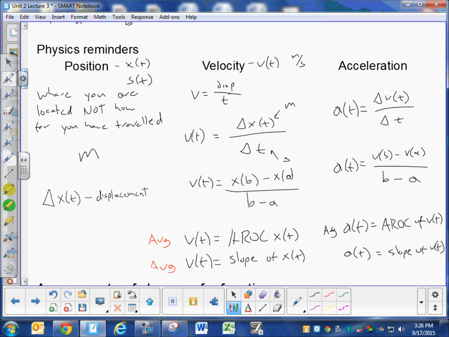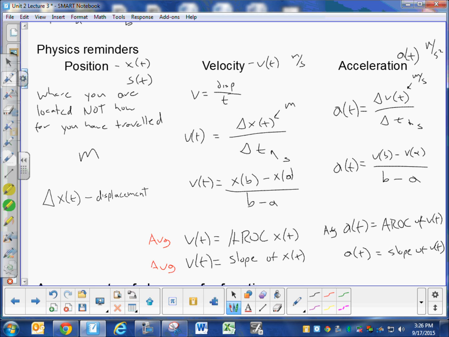Average acceleration, average rate of change. Since velocity is in meters per second and time is still in seconds, what do you get? Meters per second squared. Meters divided by seconds times 1 over seconds equals meters per second squared. Typically, it's just a of t, which is what it's denoted.